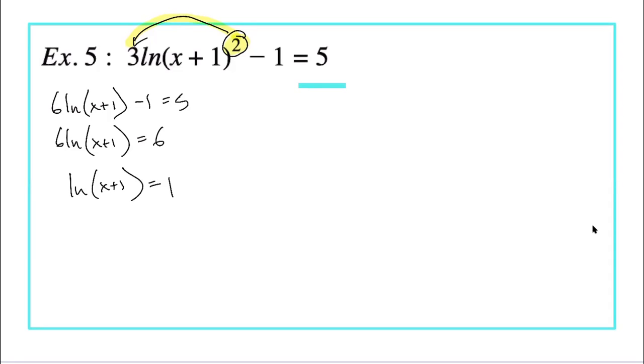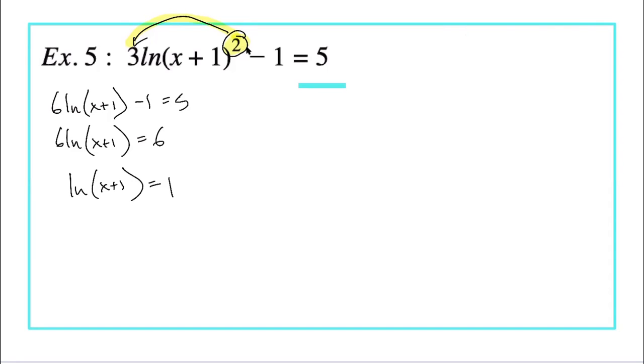I like that. All right, so we've got our log. We have it isolated. We need to rewrite it in exponential form. What is our base?